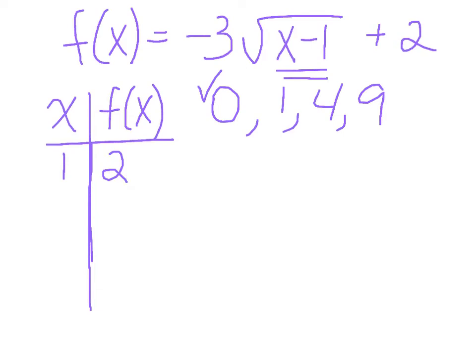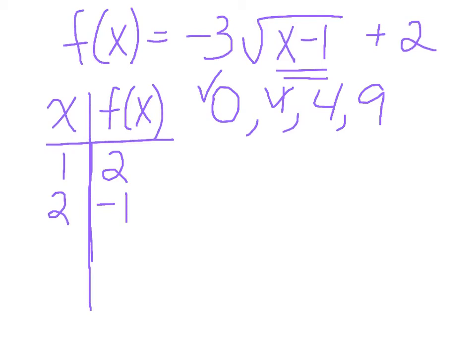If I want to aim to get a 1, I need to plug in a 2 for x, because 2 minus 1 is 1. That's going to take care of this value. 2 minus 1 is 1. The square root of 1 is 1. 1 times negative 3 is negative 3. Negative 3 plus 2 is negative 1.